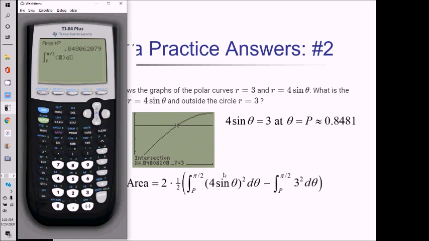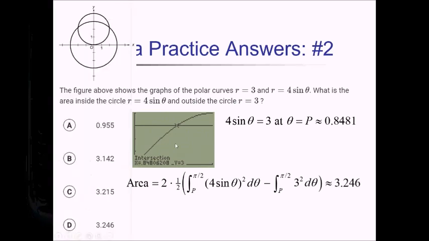Well, now I can save a little bit more time here as well, because you might remember I entered 4 sine of theta as my y1. So I'm going to do alpha trace y1 and just square that. And for what it's worth, I actually entered 3 as my y2, but I don't think I need to do that much overkill. Let me just do minus 3 squared. But I could do minus y2 squared. And then let me just do dx, press enter, and that all comes out to 3.246, which gives me answer choice D.